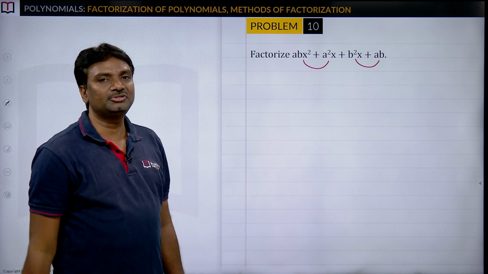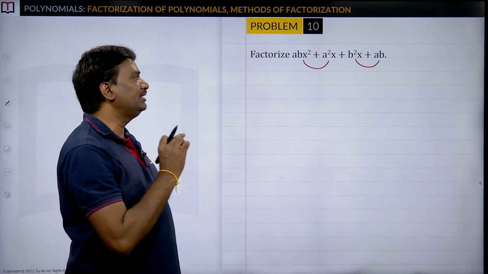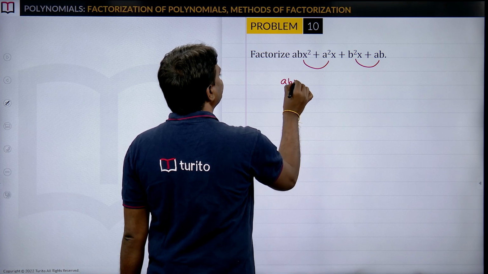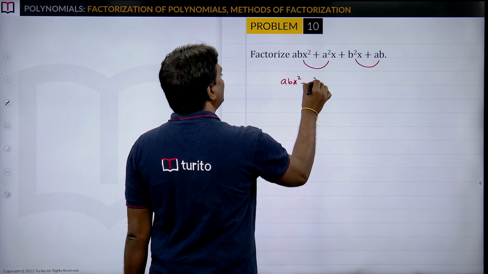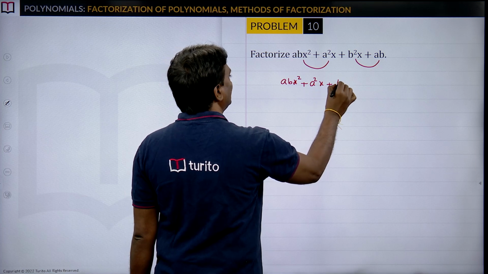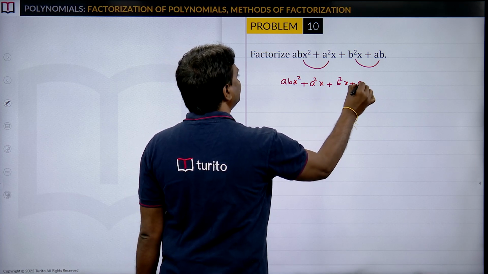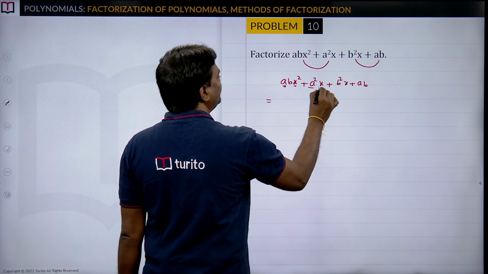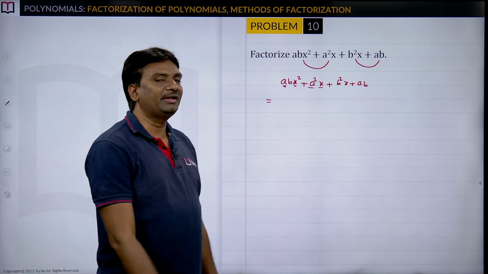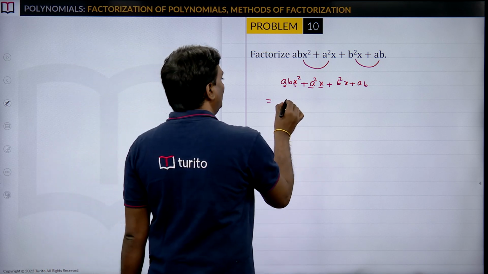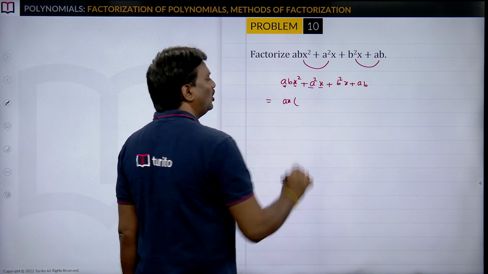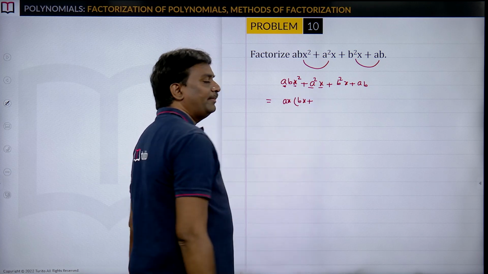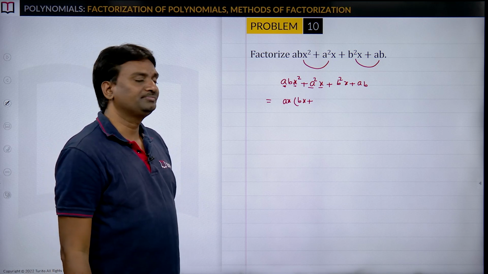Since all the terms do not have a term in common, we take the first two terms and the last two terms. So, the given expression is abx square plus a square x plus b square x plus ab. From the first two terms I am taking a as common and x as common. In the first term, x square can be written as x into x. So, by taking ax as common, here we have bx. From a square we have taken a as common and x is also common.